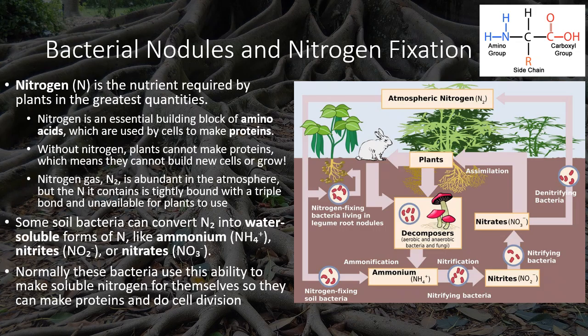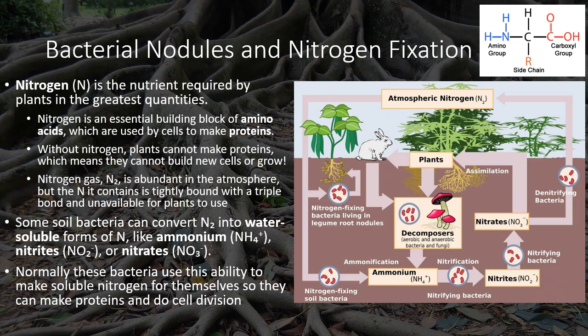There are a couple big problems with nitrogen. First, I've got to explain why it's important. So, nitrogen is an essential building block of amino acids. If you look in this top right-hand corner, you can see a basic diagram of an amino acid. You can see that there's an amino group on the amino acid. The side chain that's labeled R varies between different amino acids.